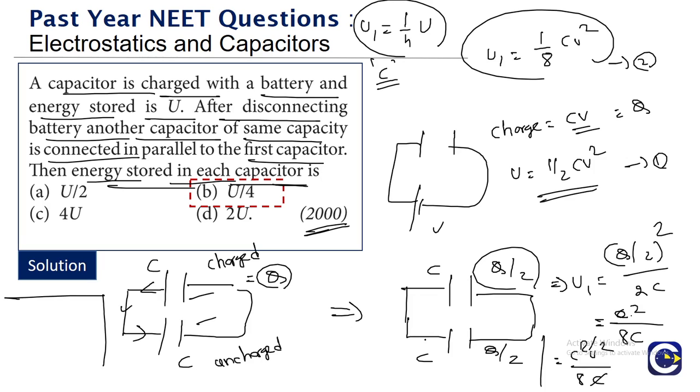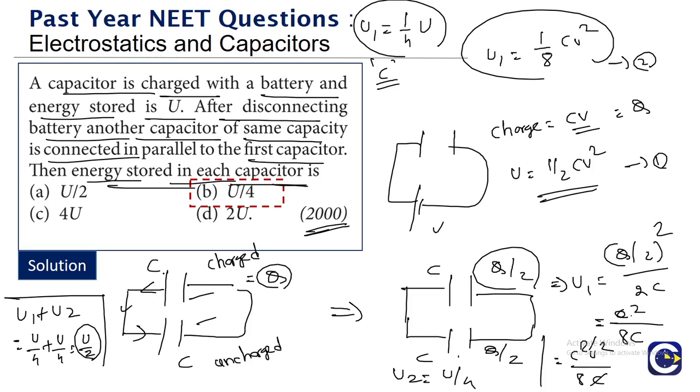Even if we add, since they are identical, U2 also will be U by 4. If you add both of them, U1 plus U2, we'll get how much? U by 4 plus U by 4, that is going to be U by 2. So half the energy will be lost. In this charge transfer, half the energy will be lost. And of course that lost energy will go in the form of heating of the wire components, etc. That is energy that is dissipated.